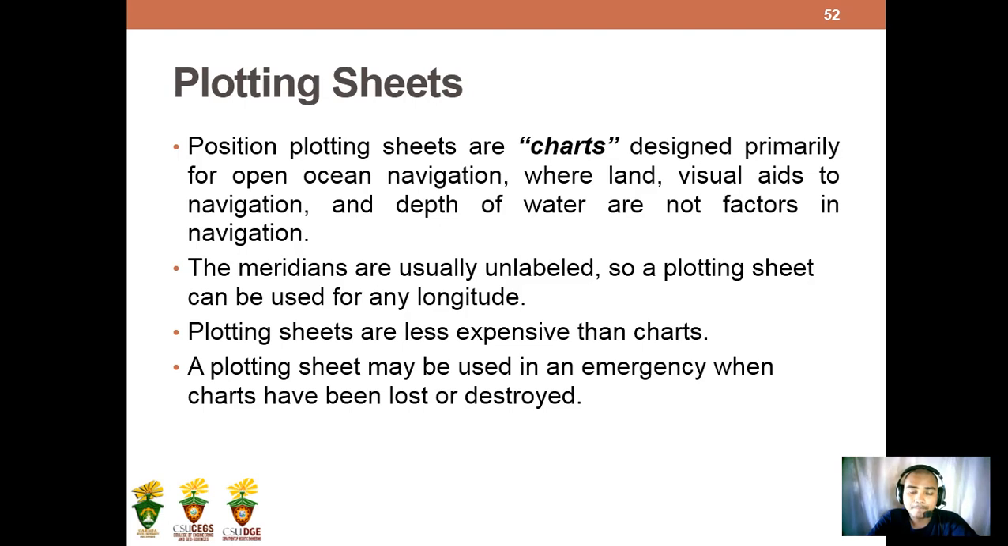Okay, it is not labeled, unlike a chart. So a plotting sheet can be used for any longitude since it is not labeled and not shown. Plotting sheets are less expensive than the nautical charts, and a plotting sheet may be used for an emergency, when charts have been lost or destroyed. So plotting sheets are like a plan B. If there are no nautical charts available, then plotting sheets can be a substitute.